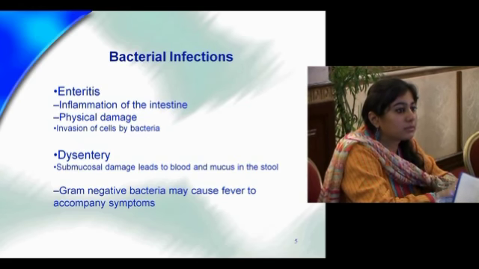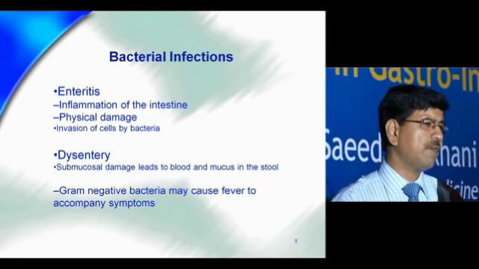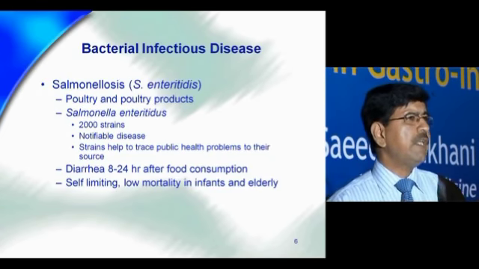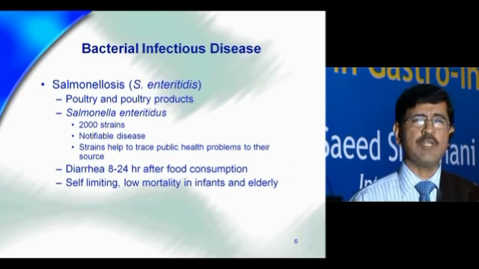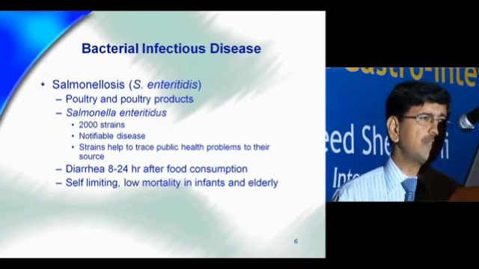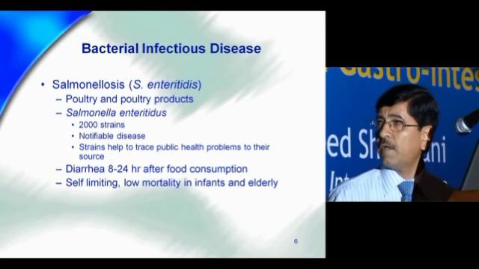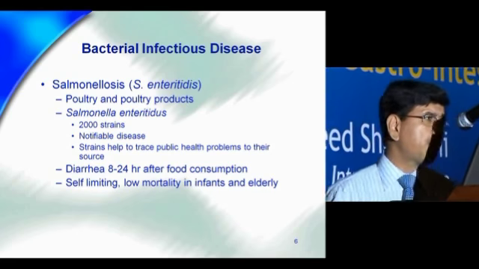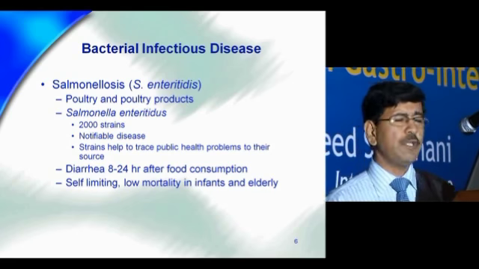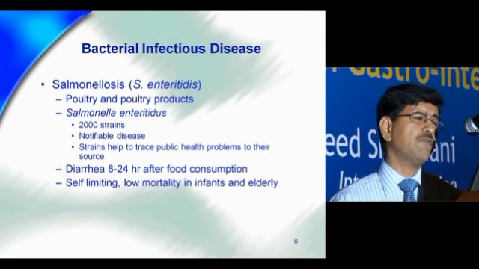Let's see some of the organisms which are involved in the development of GI infections. Salmonellosis, Salmonella enteritidis. I'll take Salmonella typhi later in a little more detail. It passes into our gut through poultry products. There are 2,000 or so strains of this organism. It's a notifiable disease in the West, but in our part we probably do not notify the concerned authorities.